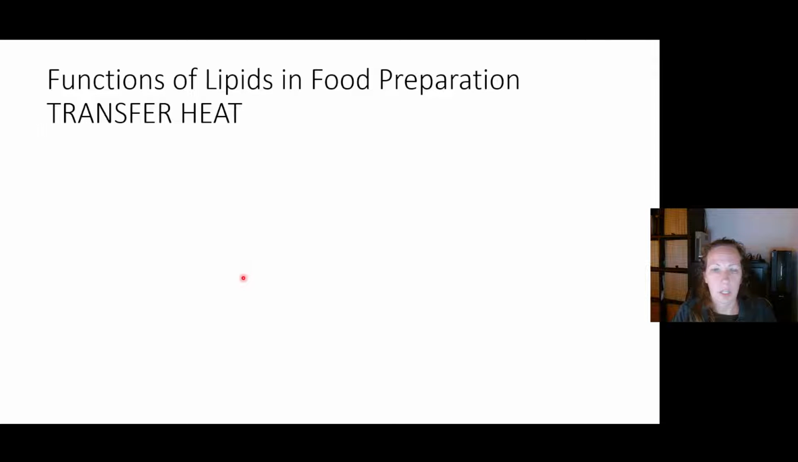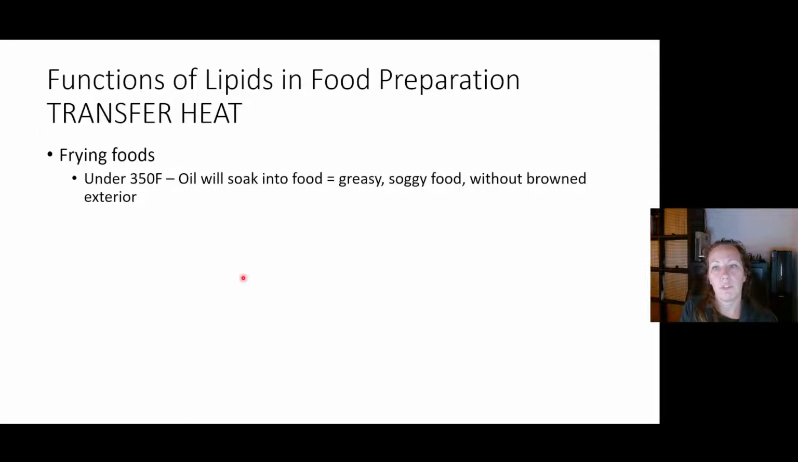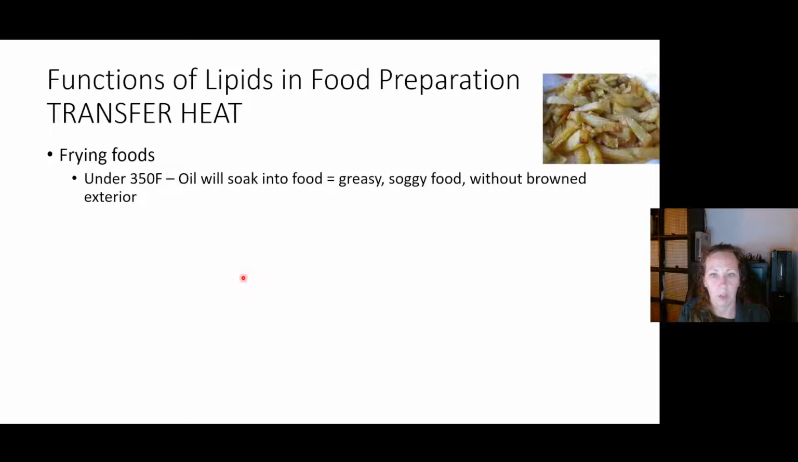Okay, continuing with transferring heat. When frying foods, you have to make sure that you are frying at a high temperature, but not too high. If you are frying foods at a temperature under 350 degrees Fahrenheit, it's not going to be hot enough to really flash fry that food. The oil will soak into the food and you end up with greasy, soggy food that doesn't have a brown exterior. It doesn't do a good job of boiling off that water. And so you get fries that look like that, right?